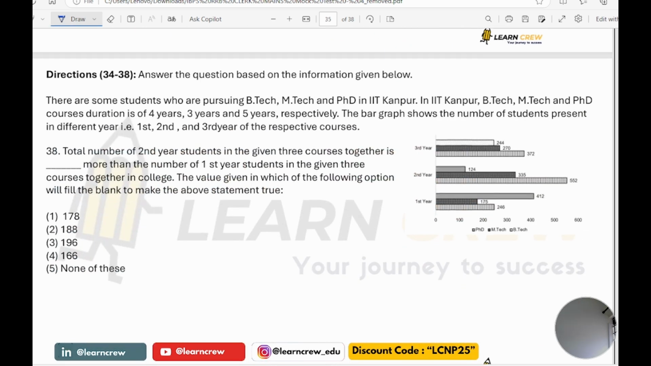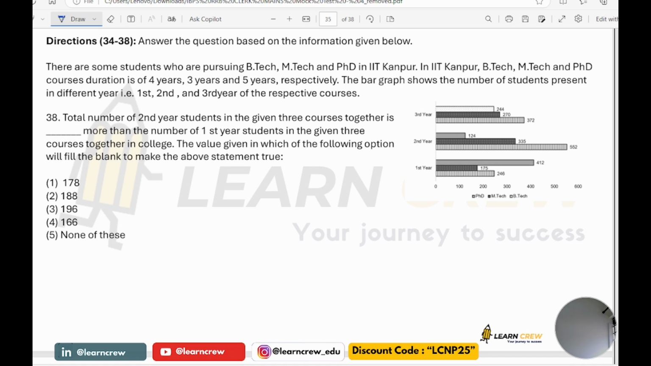Now next one. See here, total number of second year students in the given 3 courses together is dash more than number of first year students in the given 3 courses together in college. The value given in which of the following option will fulfill the blank. If you see here, second year students is how much? 1011. First year it is 833. What is difference? 178. 178 is the answer.